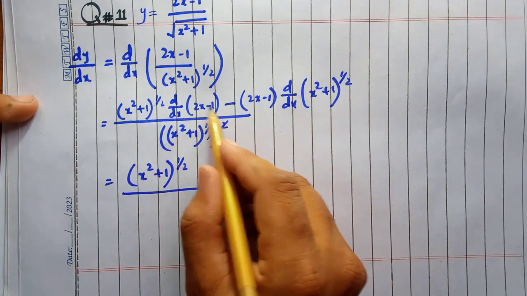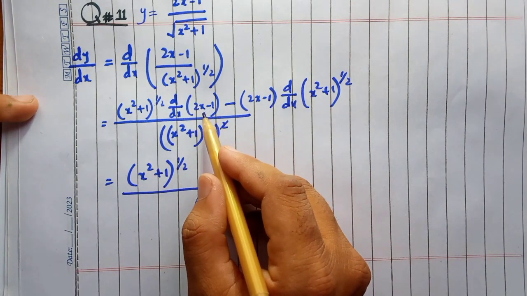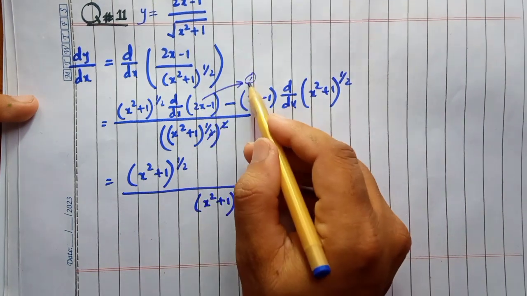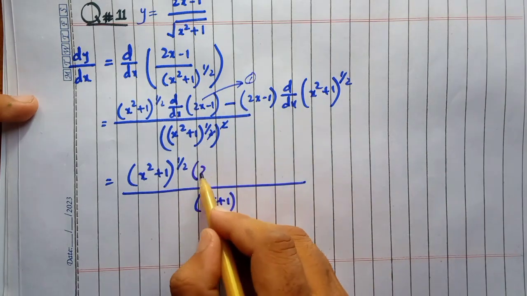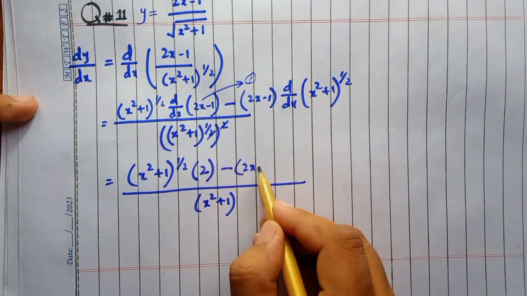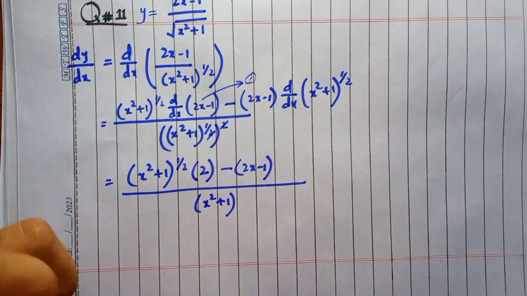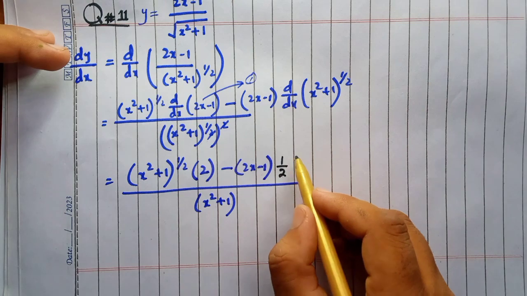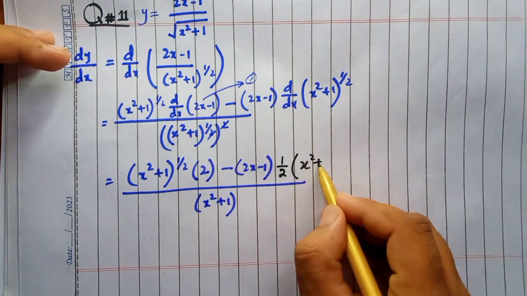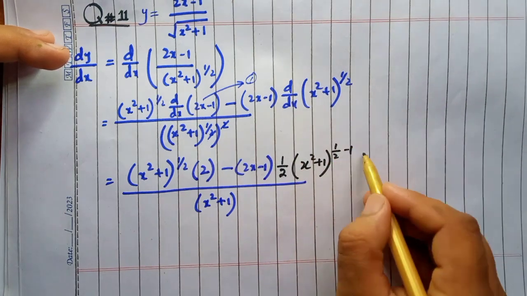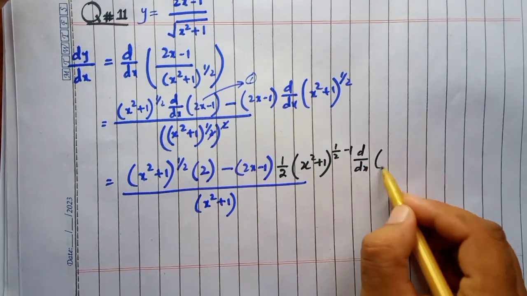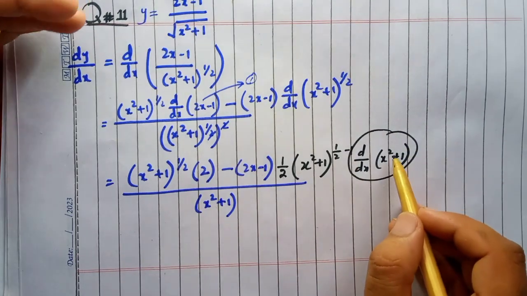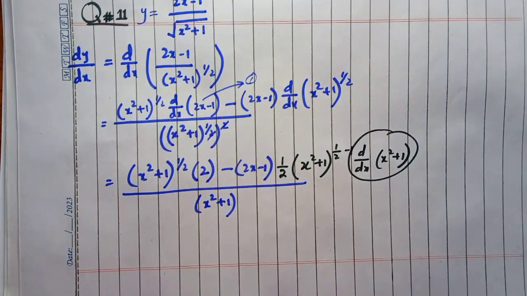So the derivative of 2x minus 1: the constant's derivative will be equal to 0, and the derivative of x is equal to 1. So 1 multiplied with 2 will be equal to 2, minus 2x minus 1. Here we will apply the power rule. So this will become 1 over 2 as the power at the start, and x square plus 1 to the power 1 over 2 minus 1, and again the derivative of x square plus 1. So in the next step we will write the derivative of x square plus 1, which will be equal to 2x.